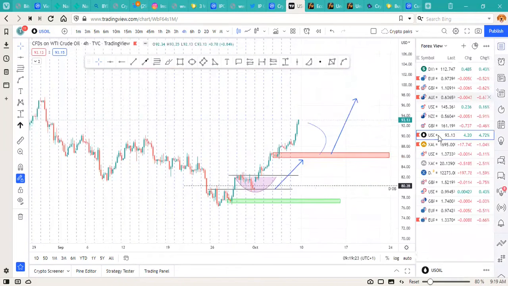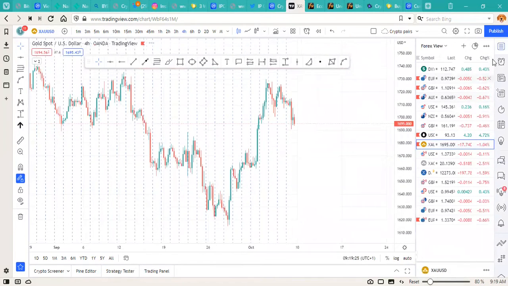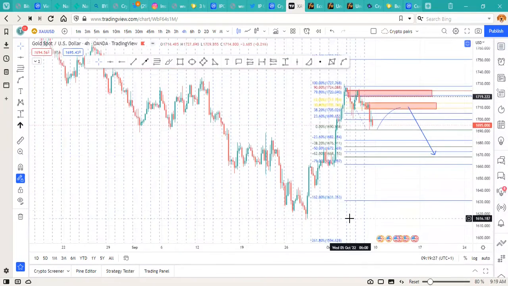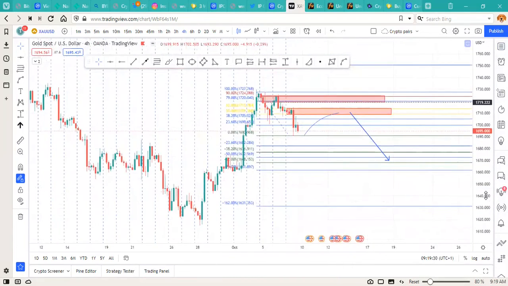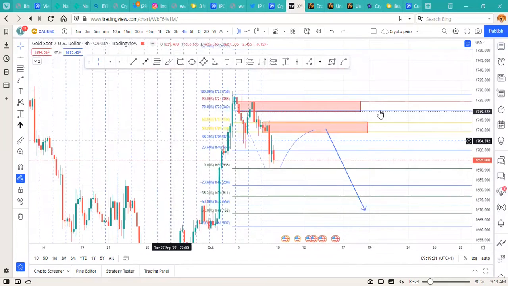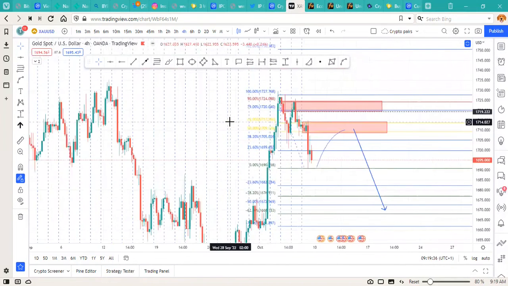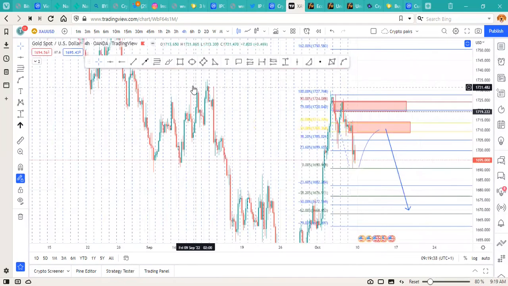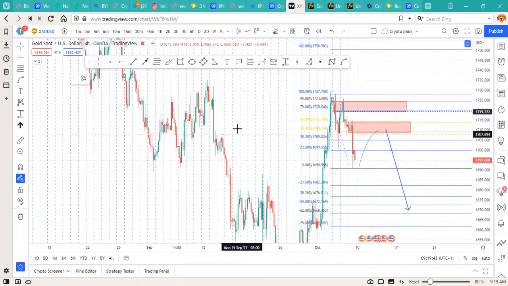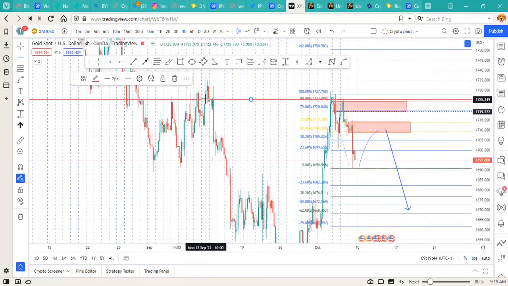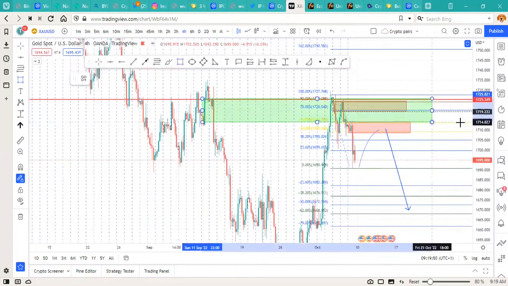The next on our list is gold. So from our structure, we can see that gold created a high over here, and this is our 4 hours order block. And also here, it respected this order block which has not been filled for a long time. This is an order block which has not been filled, and also an engulfing candle which has not been filled for a long time. So it came back and filled that block.